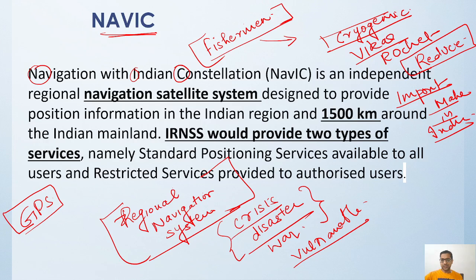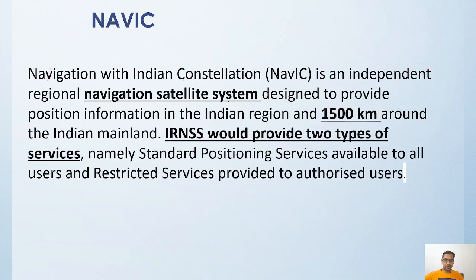This NavIC system will provide a regional navigation system from the Indian border up to 1500 kilometers on all sides. We have the IRNSS satellites, the Indian Regional Navigation Satellite System, and they provide us with two types of services. One is the Standard Positioning Service, which is available to everybody without any restriction.